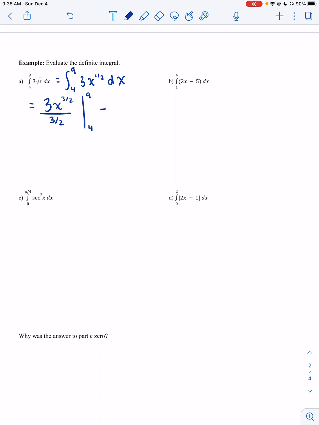Okay, and then this is equivalent to, okay, I'm going to show my work not in the best way. This is like multiplying by 2/3. Also, that 3 in the denominator is going to cancel out with that 3. So really, I'm left with 2x to the 3/2 evaluated from 4 to 9. Okay, we're going to plug in the 9 first. So I'm going to have 2 times 9 to the 3/2 minus 2 times 4 to the 3/2.